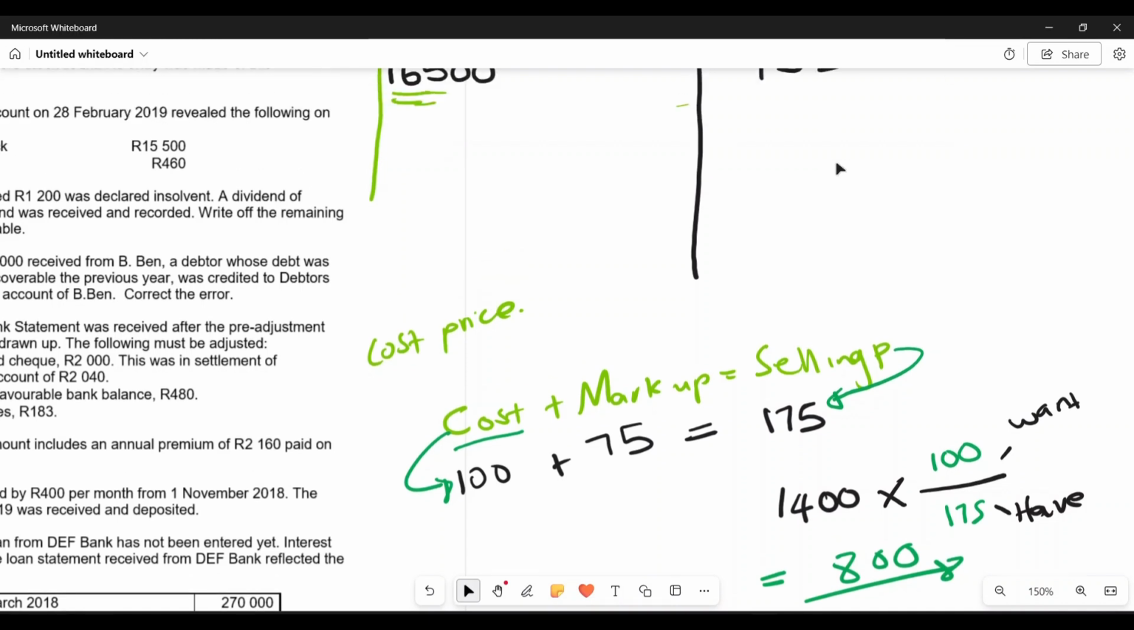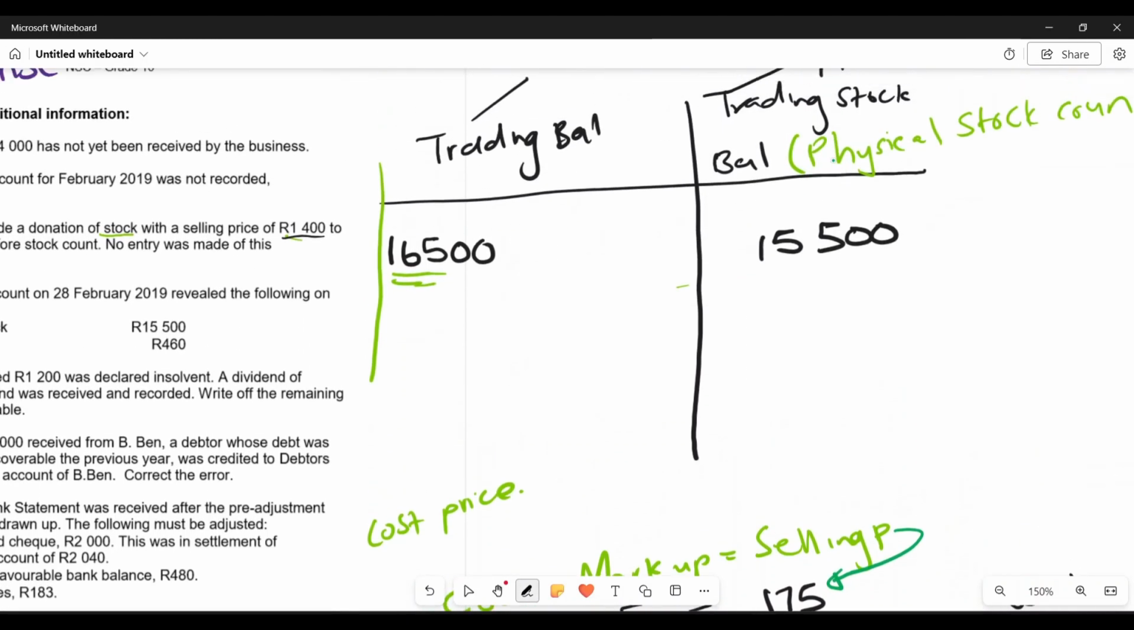So if my trading stock was donated, on my trading stock balance am I going to add or subtract this 800 that I found? Obviously, I would need to subtract it because it's no longer there. So I'm going to subtract the 800 for the donated stock here. 16,500 minus 800 equals 15,700. From there, this is now when you can compare these two balances.